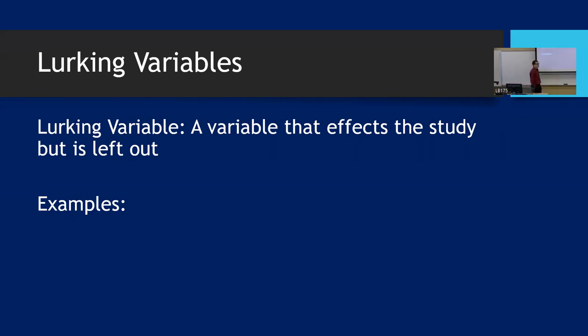Another thing that is very common is that people will often do a study and they will leave out an important variable. If a study leaves out an important variable, that variable that is left out is called a lurking variable. All right.